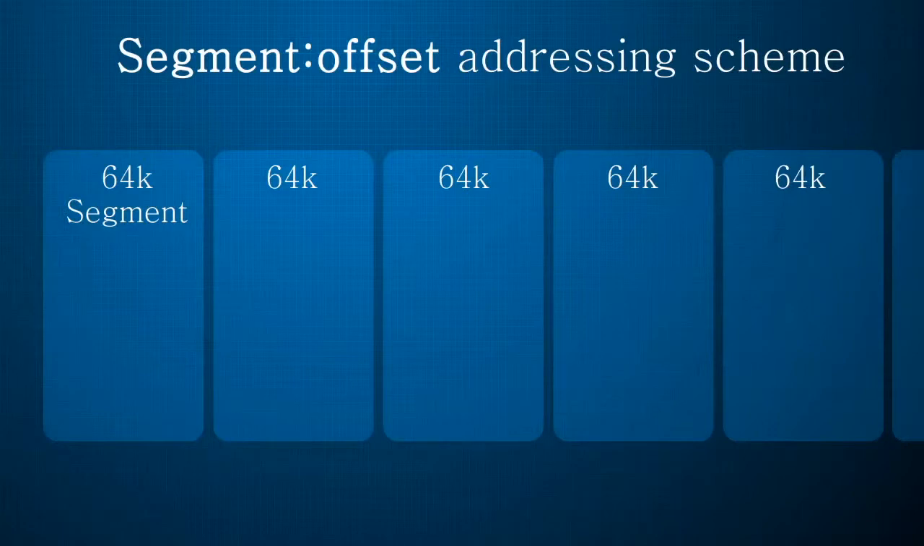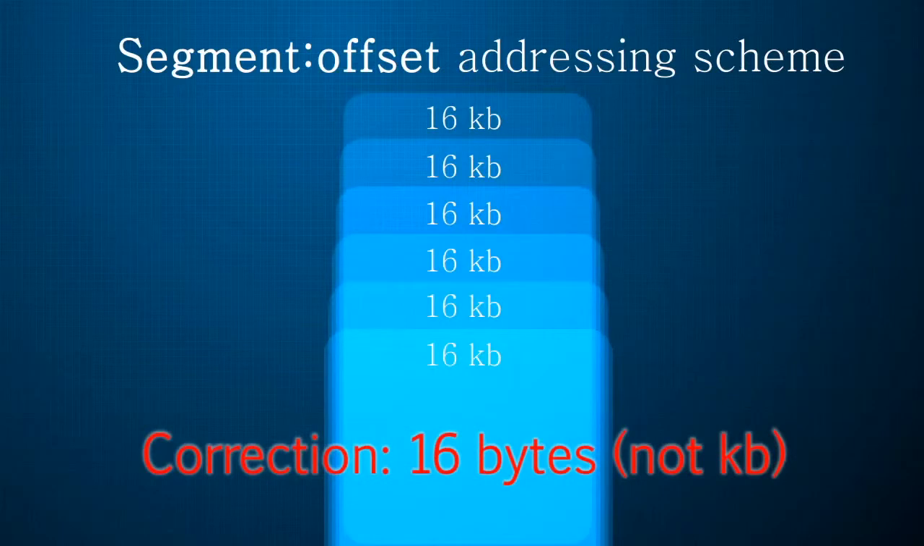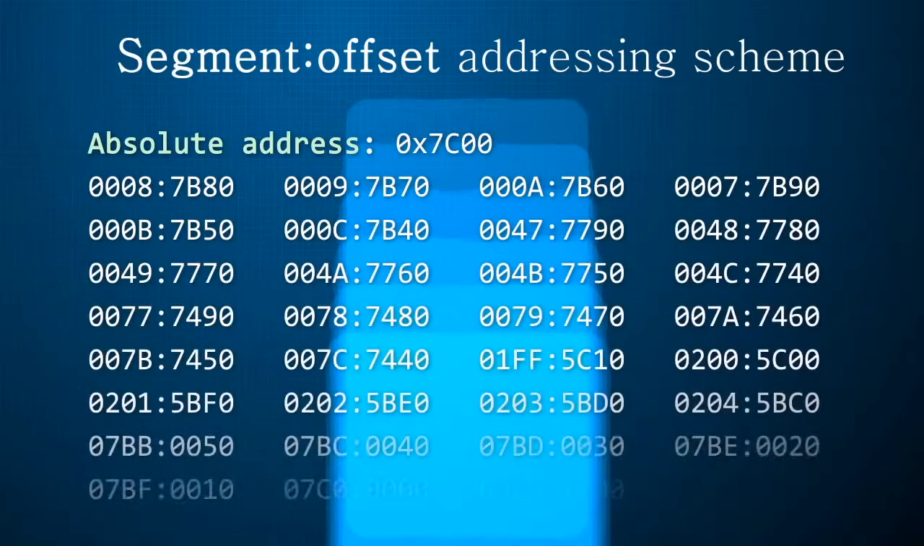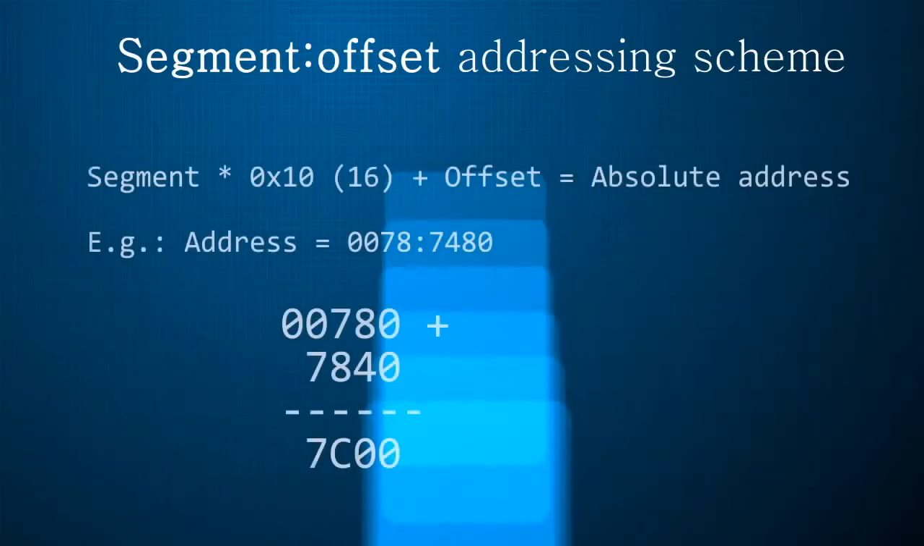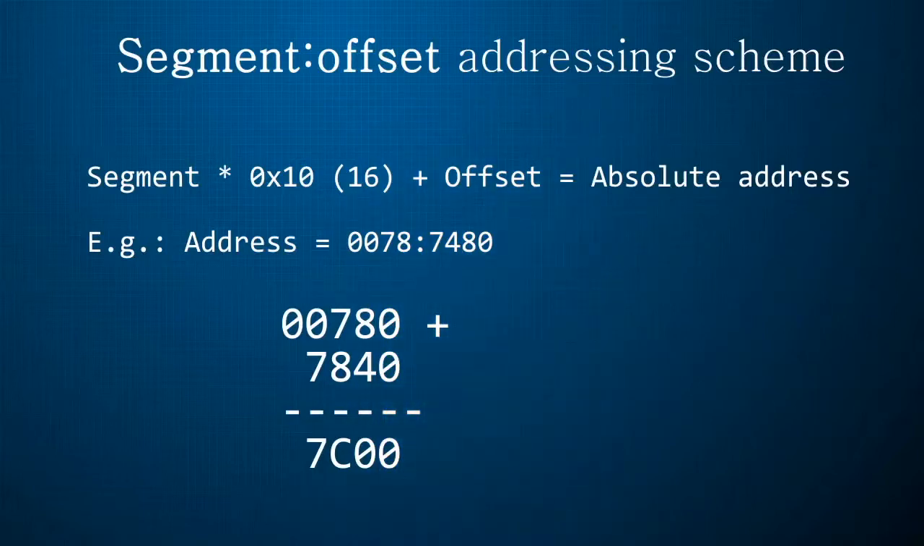So basically, each segment had 64 kilobytes in size, and every 16 bytes a new segment would start. So this way segments overlapped each other. And what's weird is that there are a few thousand ways to specify the same address. Calculating an address is very easy. Just take the segment, which is a hexadecimal number, add a 0 to the end, and sum the offset.